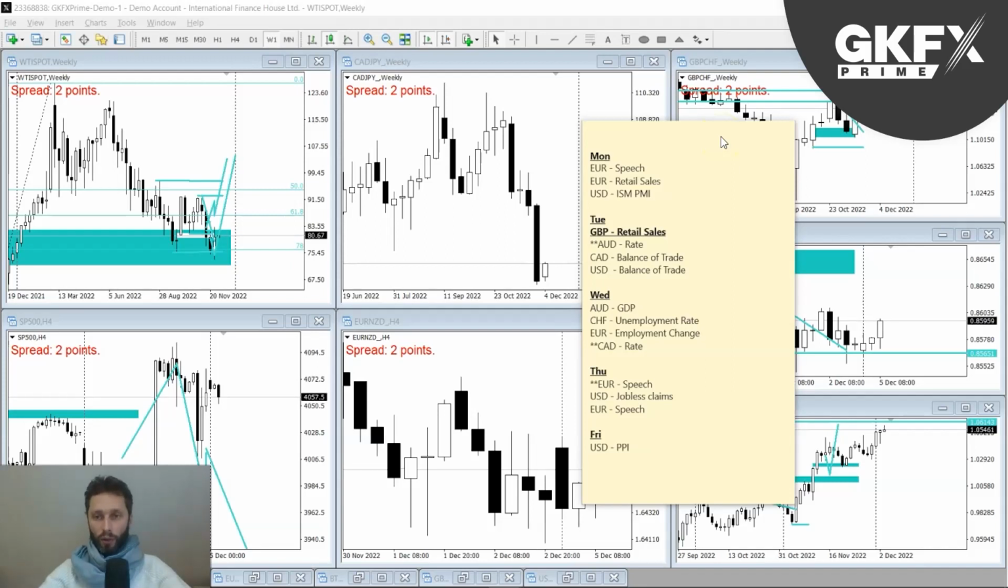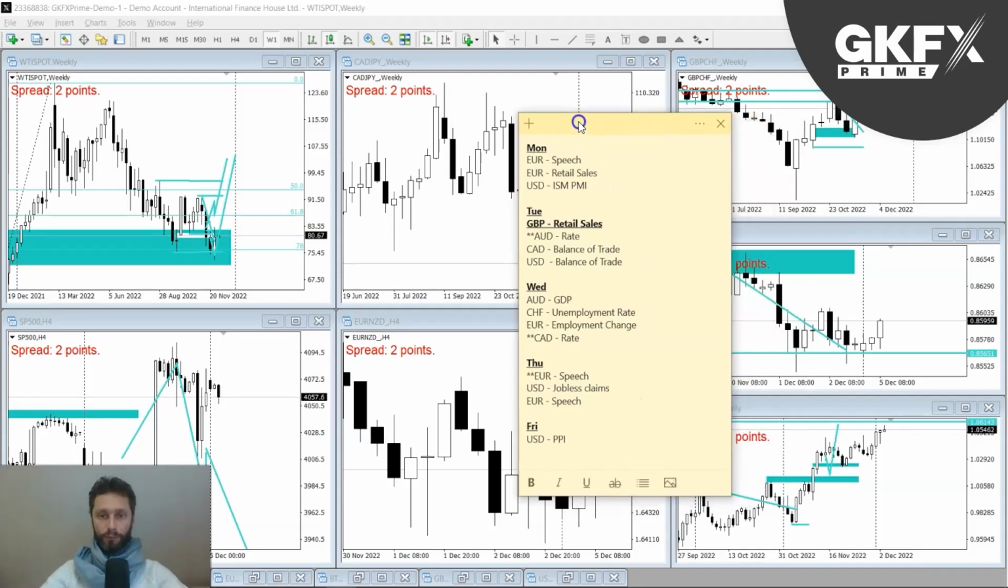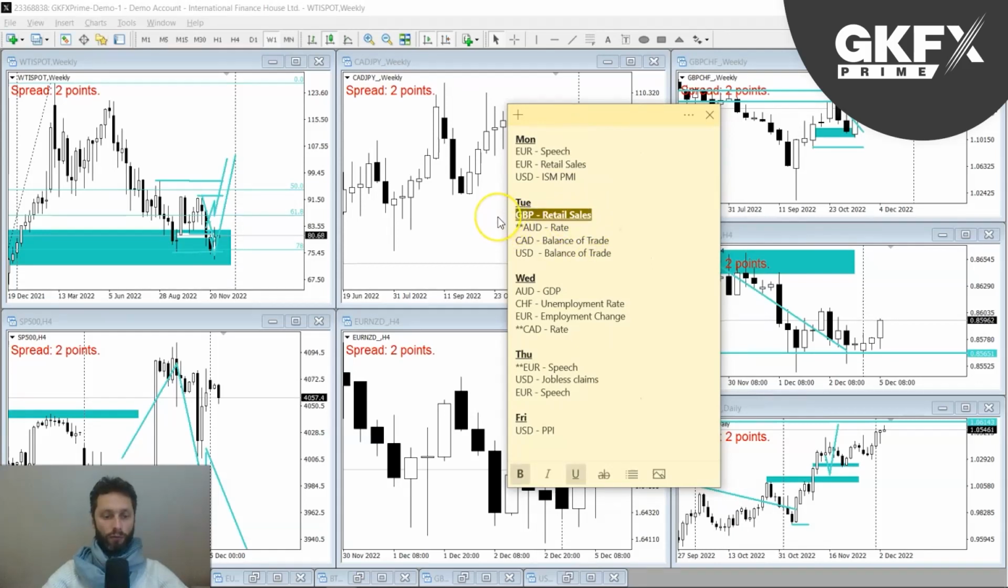As ever, let's start with the economic calendar and see what's going on for this week. Right. This is what we've got for this week in terms of news. Monday, we've got a speech on the euro, we've got retail sales, we've got ISM PMI numbers on the dollar. Then Tuesday, we've got retail sales on the pound, and then we have a big one on Aussie dollar from Australia, the rate announcement. Then we've got a balance of trade on the CAD, balance of trade on the dollar.